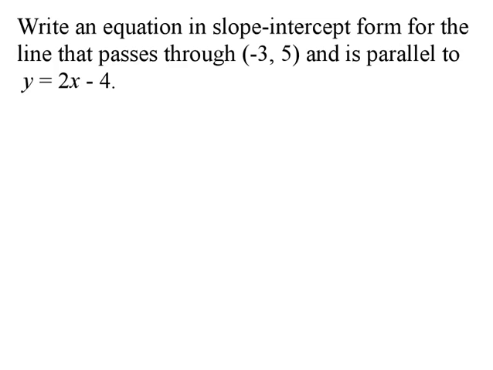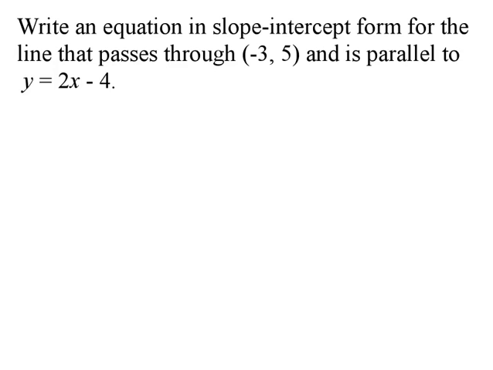If you were taking notes, this is what I would make sure you write down. Find slope-intercept form. Passes through (-3, 5), parallel to y = 2x - 4. You don't have to write all those words down. That's what I would write down.